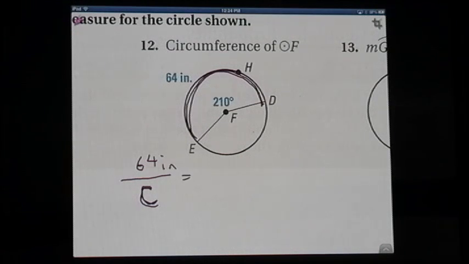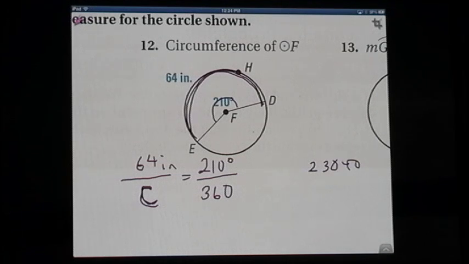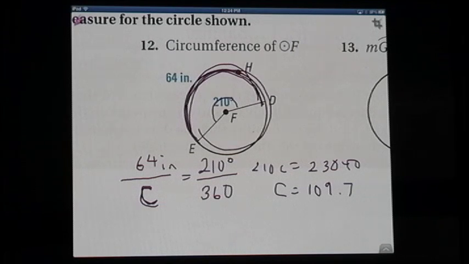Is to, which fraction of the circle is it? 210 degrees out of 360. Okay, when you work this one as a proportion, you get 64 times 360 equals 23,040. And we get 210C. And then you divide by 210 to get C by itself, and we get 109.7. And our reality check tells us that's got to be pretty close because 64 inches, we're going to go all the way around, it's going to be somewhere around 110.